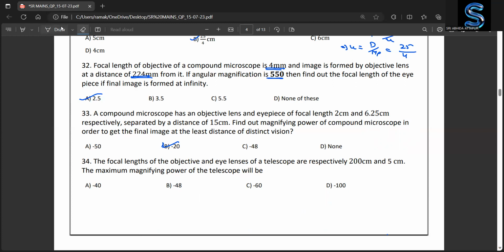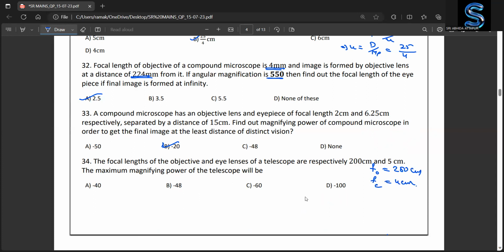Observe the next question. Here, the focal lengths of the objective and eye lenses of a telescope are respectively given as 200 and 5 centimeters. Find the maximum magnifying power of the telescope. Here, the focal length of the objective lens is given as 200 centimeters, and the focal length of the eyepiece is given as 5 centimeters.